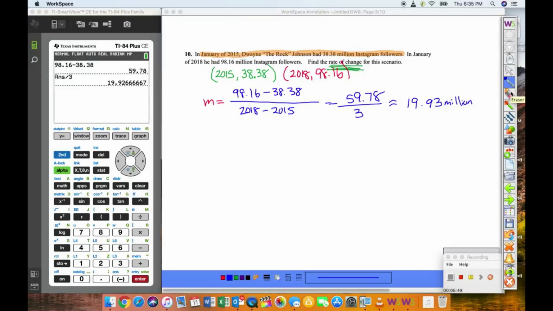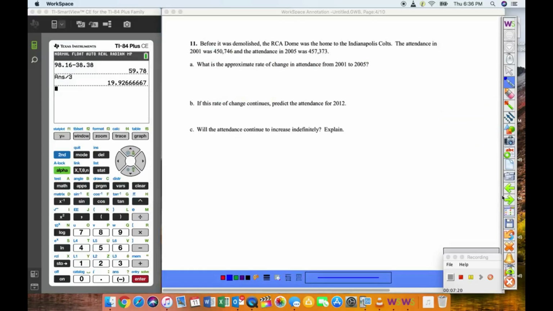Million what? The question is who was upstairs and who was downstairs when it comes to labels. Upstairs was our followers, how many followers they had on Instagram, and downstairs was years. So 19.93 million followers per year is what that's all about. There was an increase because the slope is positive. The Rock had an increase in that 3-year period of about 19.93 million followers per year. So there's a story problem. Let's do another story problem.